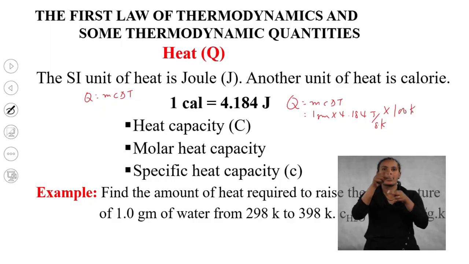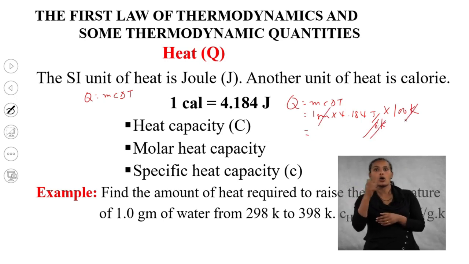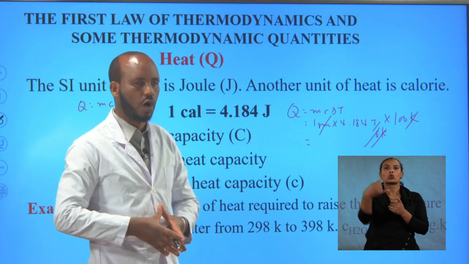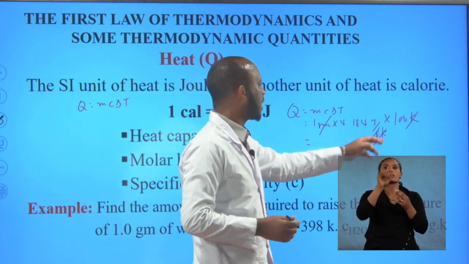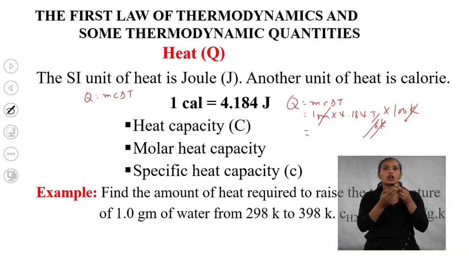Now Q equals, gram will be cancelled by gram, Kelvin by Kelvin. We are left with joule, which is the unit of heat. Therefore, 1 times 4.184 times 100 equals 418.4 joule.